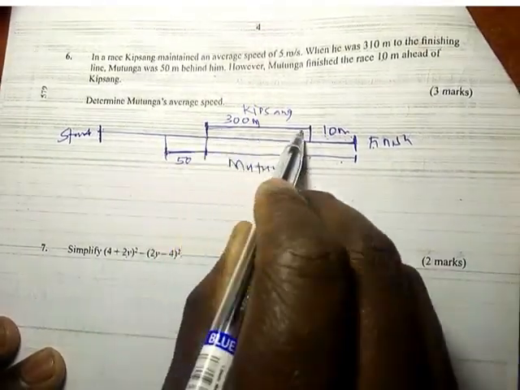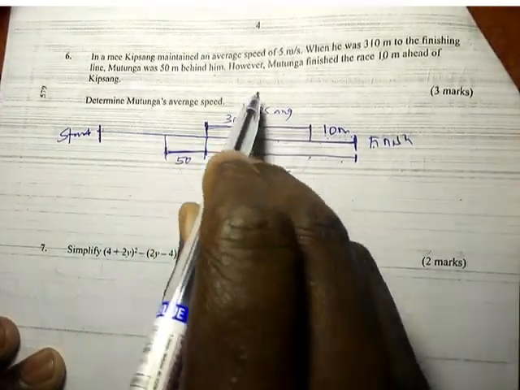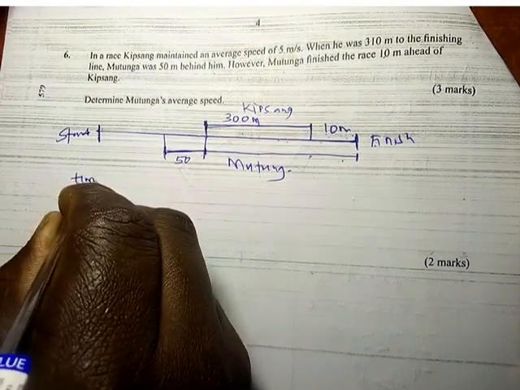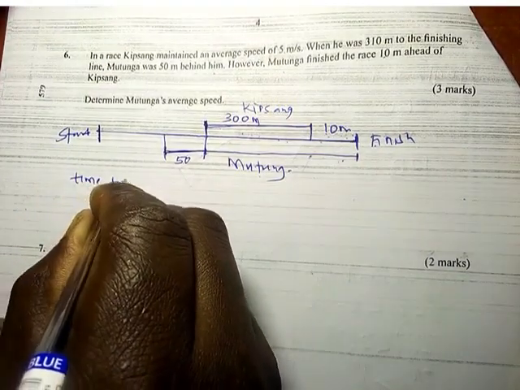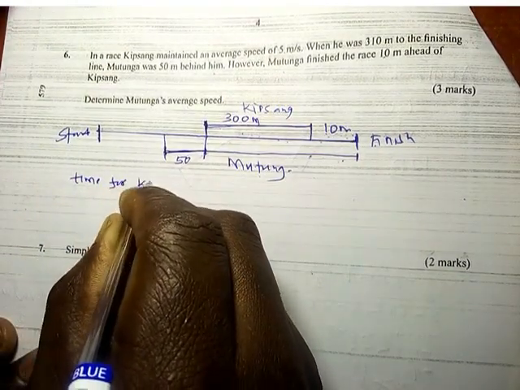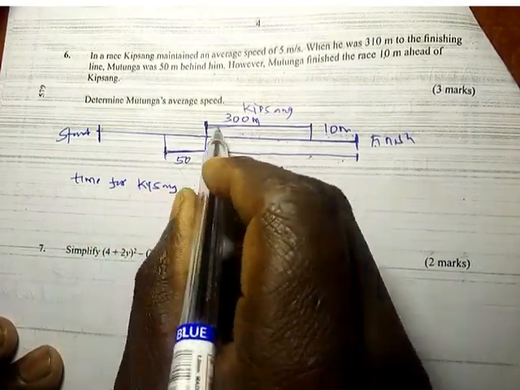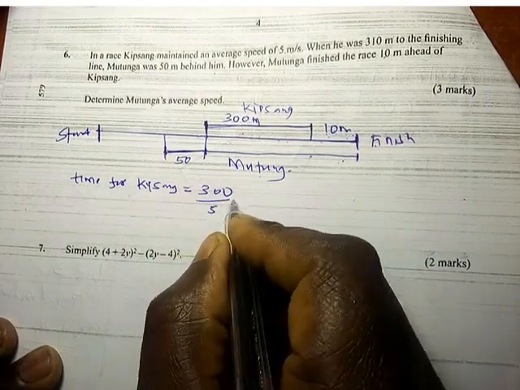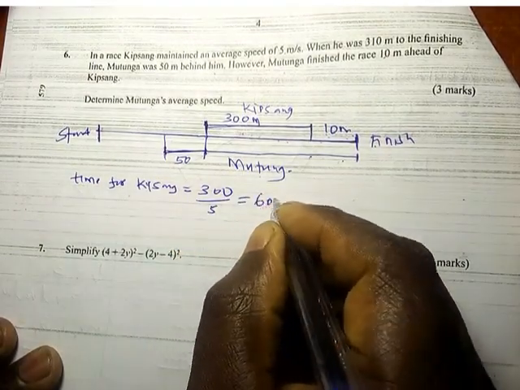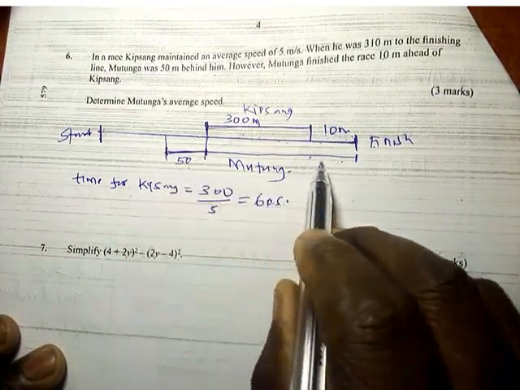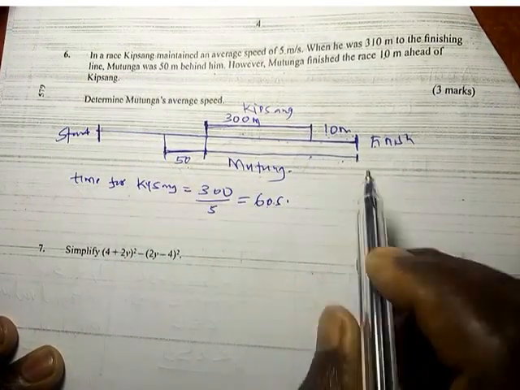Lakini huyu alikava 300. So na tuko na speed yake, so we can get the time he took. So time for Kipsang is simply 300 meters from here up to here divided by 5, which gives us 60 seconds. But it is the same time Mutunga atachukua amalize. Sawa?